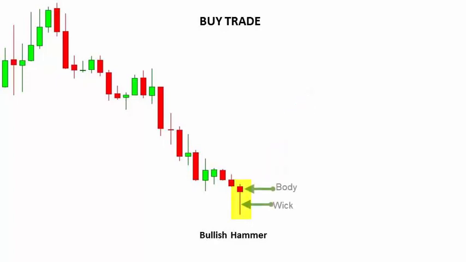Look at this example here. The wick of this hammer candle is longer than the body. It looks like a real hammer. It can have a bit of a wick to the upside like this, or it can be flat with no wick on the upside at all. The body of this hammer candle shows the sentiment of the market is bullish.